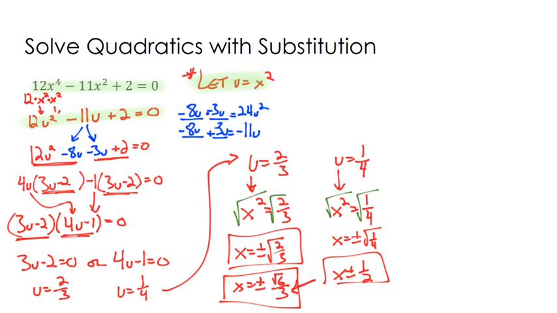So we really have four solutions to this equation, and that makes sense. You'll often get that because remember we had a fourth degree polynomial. So we got plus or minus root 6 over 3 and plus or minus 1/2. Let's look at another example.